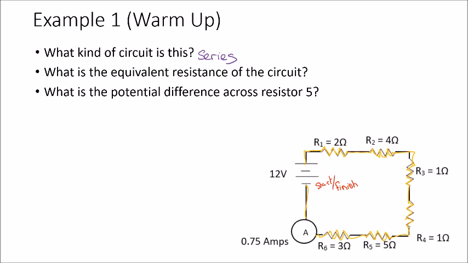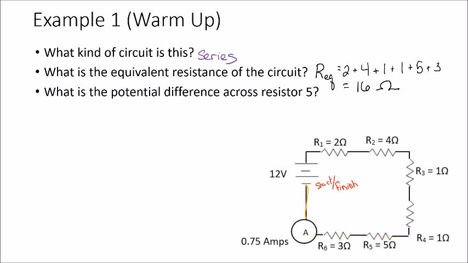What is the equivalent resistance of the circuit? Because we're in series, the equivalent resistance is found by simply adding the resistances together. So 2 plus 4 plus 1 plus 1 plus 5 plus 3. And our equivalent resistance is 16 ohms. What is the potential difference across resistor 5?